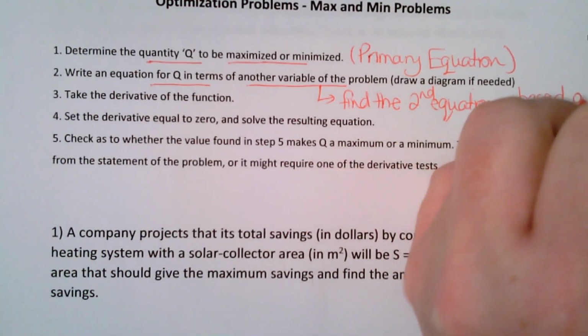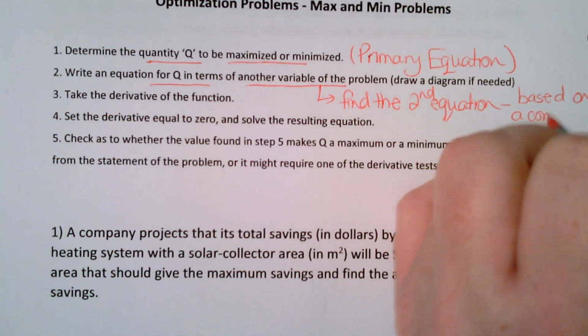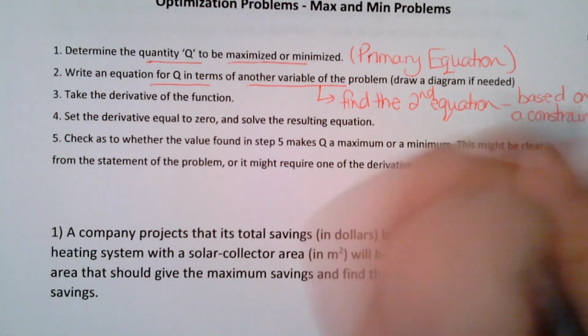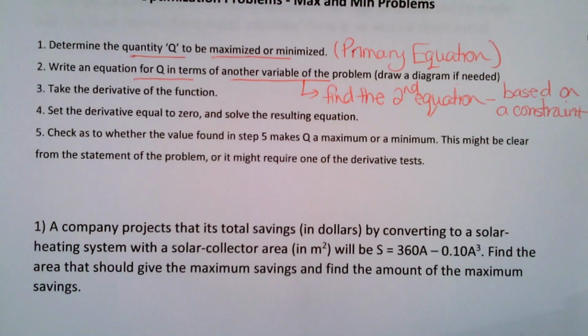And that will be based on a constraint. So a constraint might sound something like, I want to minimize cost, but I have to maintain, this is more expensive than this. Or, I want to minimize the material used, but I want to make sure I can fit this much in it. So there's going to be some kind of a constraint involved, in most, but not all, of the questions.